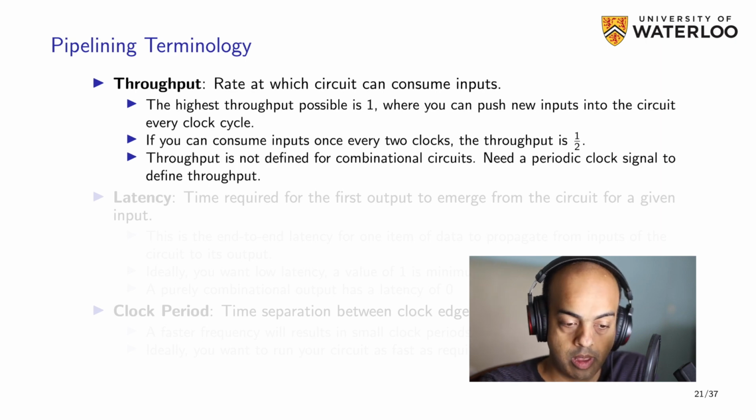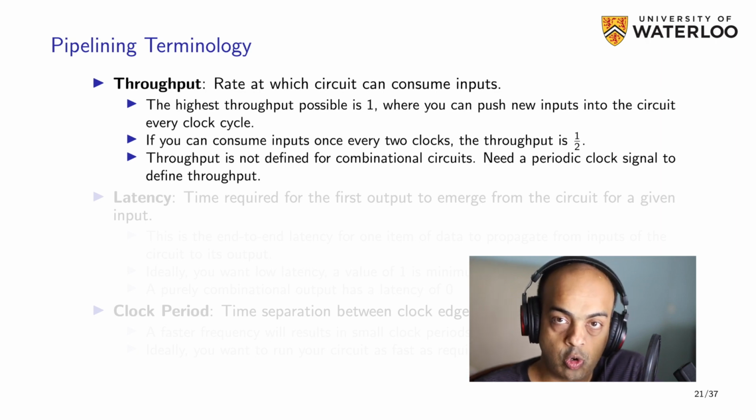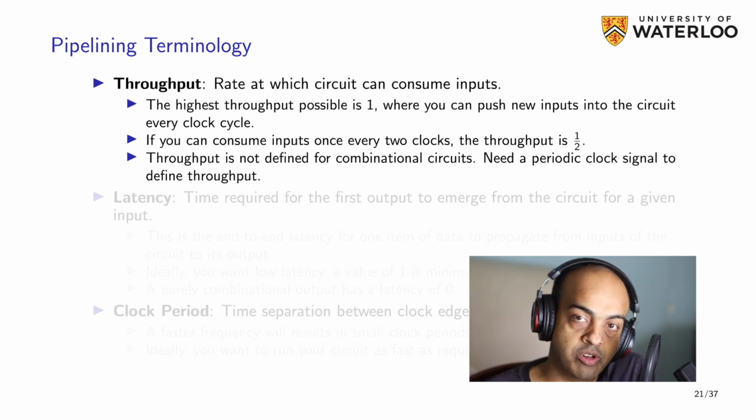If you have a purely combinational circuit with no pipelining, throughput is not defined because you don't know what the safe time is to change your inputs. You can only assume that things are stable, and if you must change the inputs, you need at least one stage of pipeline somewhere.